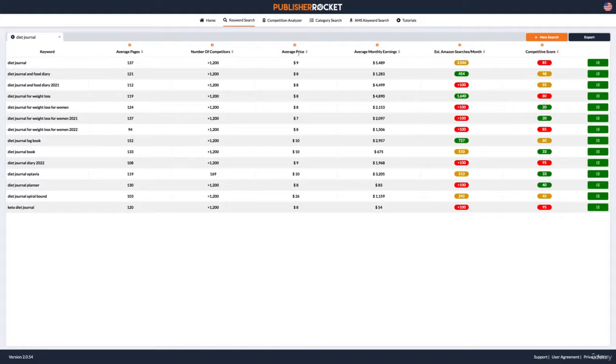Then we got the average price right here. The average price is, of course, the listing price on Amazon. So just remember that this is the price where we still need to deduct the fee that Amazon takes.